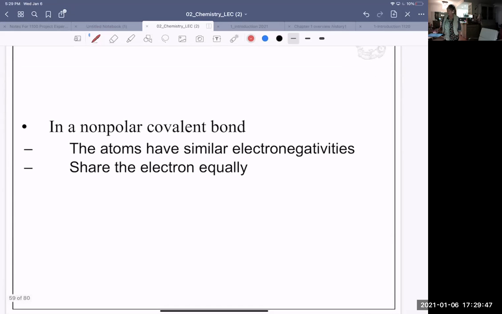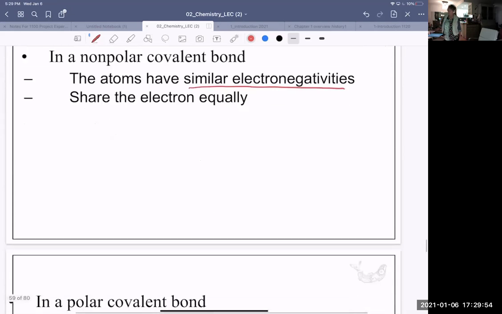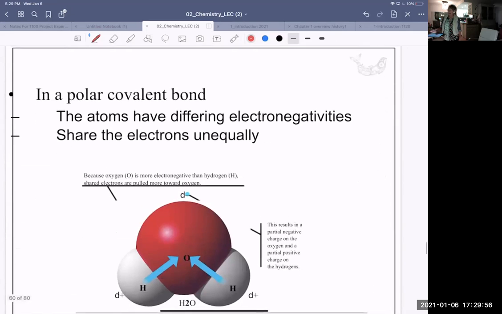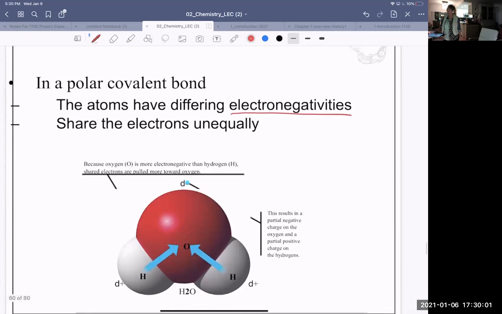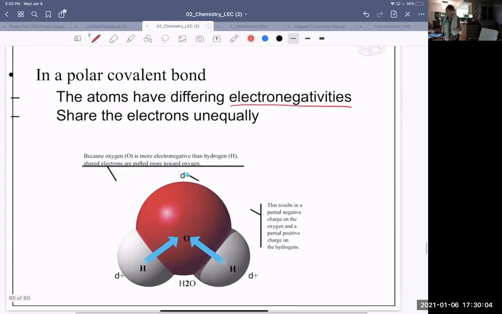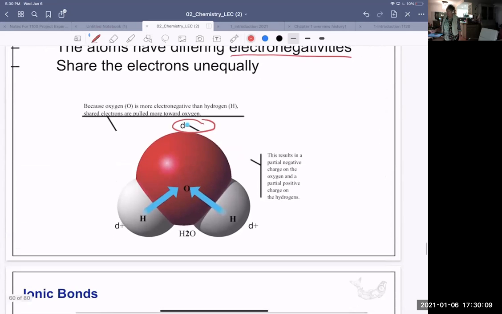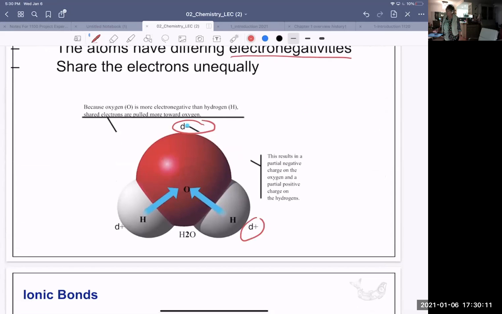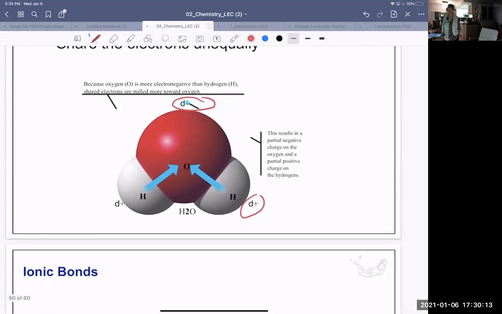A nonpolar bond, very similar electronegativities. They share the electron equally, like carbon dioxide, for example. But a polar covalent bond, the atoms have different electronegativities, so they share electrons unequally. That gives one a slightly negative charge and the other a slightly positive charge. So that gives this water molecule, it makes it polar.